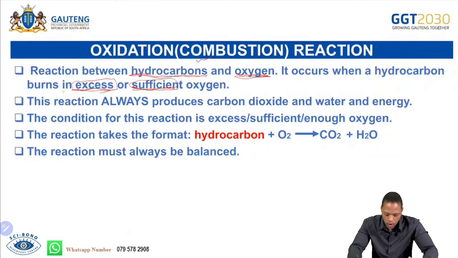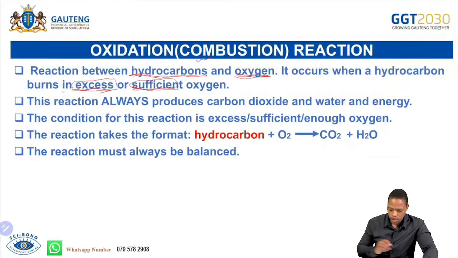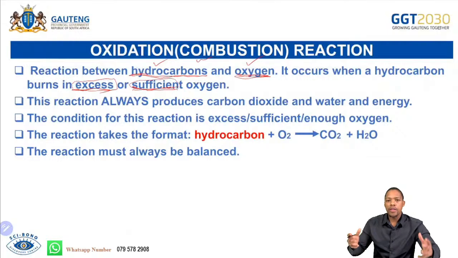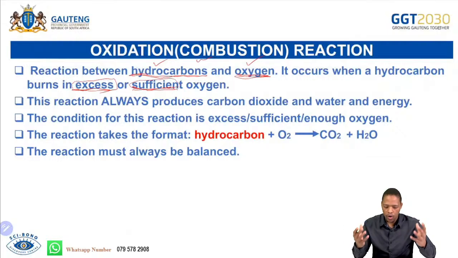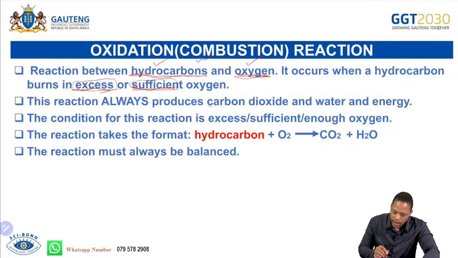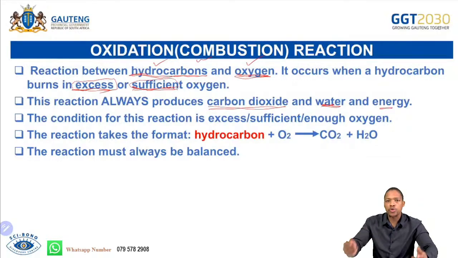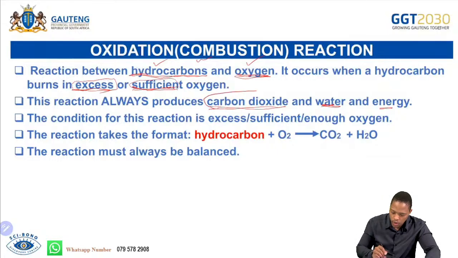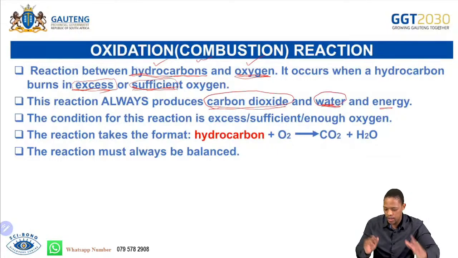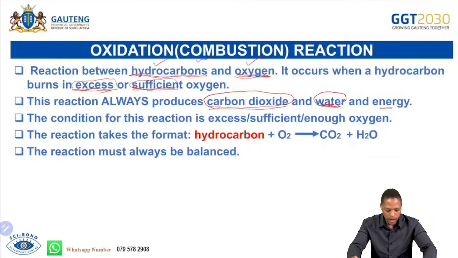Okay? This reaction always produces carbon dioxide, water, and energy. We have talked about the reactants, what is needed: we need a hydrocarbon, we need excess oxygen. Then they react. The products that are going to be formed are carbon dioxide, water, and also energy. But most importantly, take note of carbon dioxide and water. These are the ones that we are going to represent when we are writing down our chemical equation.